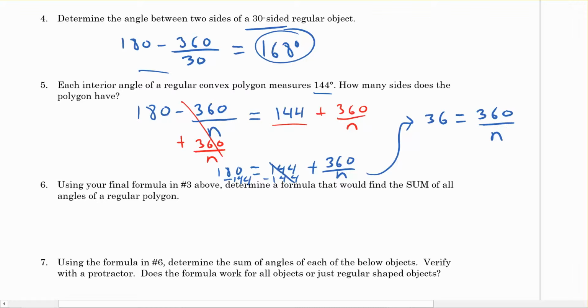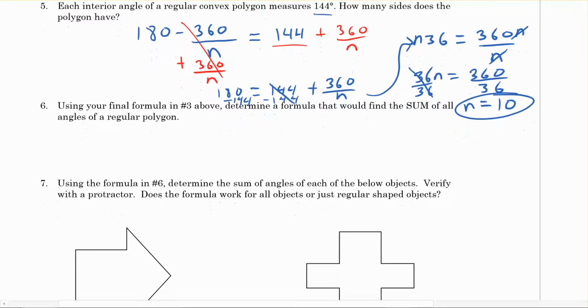The next thing I'm going to do is multiply both sides of my equation by n, so those cancel. I've got 36n is equal to 360. I'm going to divide both sides by 36. And I'm left with n is equal to 360 divided by 36, which is 10. So it must be 10-sided. So just a little bit of algebra in the end there.